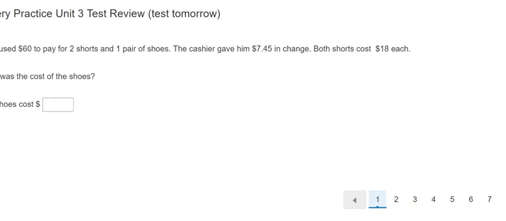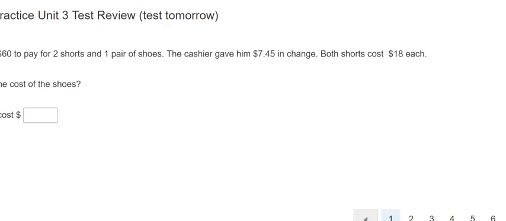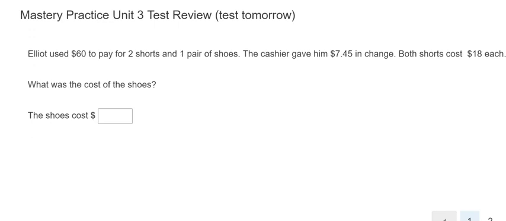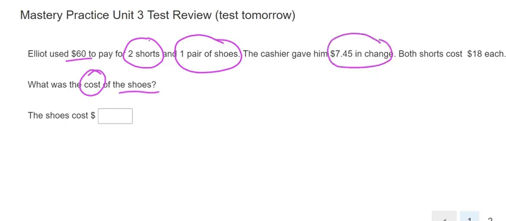So the first one, it helps to go to what the question is asking. What is the cost of just the shoes? All right, the rest of the context gives you information that's going to point you in the direction on finding the cost of the shoes. So Elliot has some money. He bought some shorts. He bought some shoes, and then he got some money back.